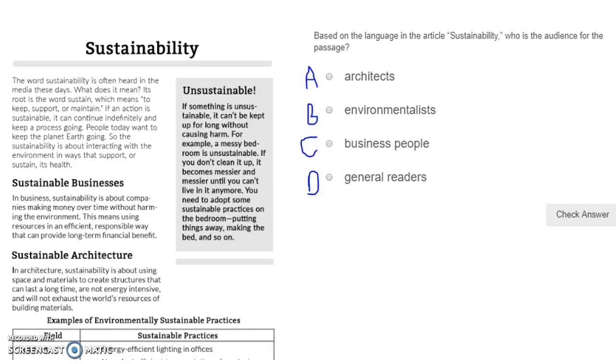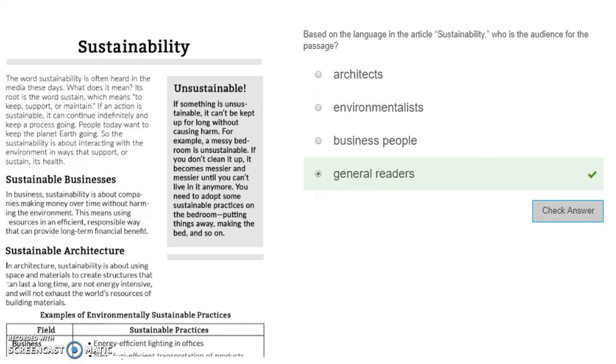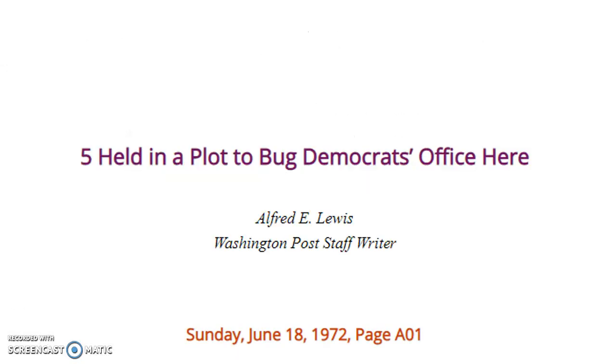Last question here, based on the language in the article on sustainability, who is the audience for the passage? So again, it's helpful to read that, analyzing that language. Your correct choice will be for general readers. We know it's not for the other people because it's not using vocabulary specific to those fields, such as technical language, and it's really written for someone who's not familiar with some of these items.